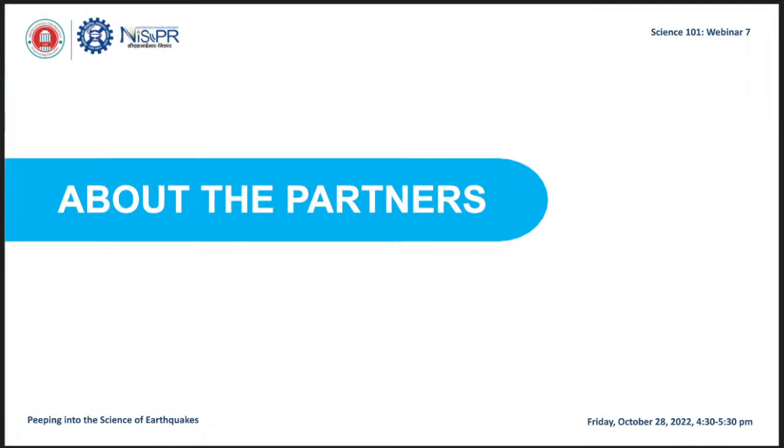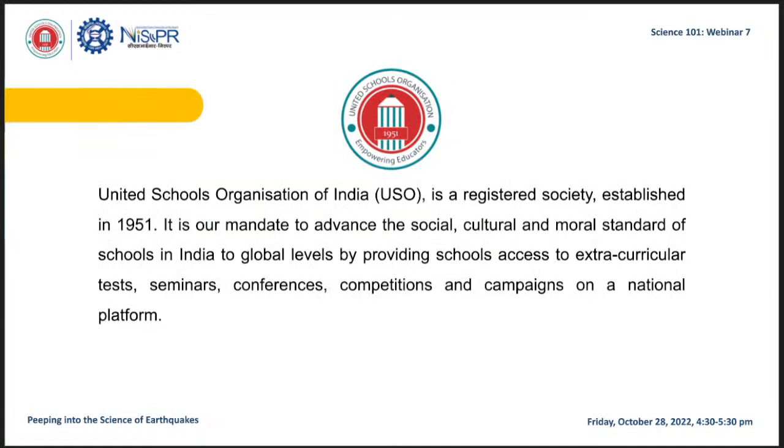So we are now on webinar 7, and this has been organized in collaboration with USO, which is United Schools Organization of India. Just to tell you a little bit about us, we are a registered society. We were established in 1951, and we work with schools nationally. It is our mandate to improve the moral, cultural, and social standards of schools in India to global levels. We organize several extracurricular tests, seminars, conferences, competitions, and campaigns on a national platform, so that awareness about social or global issues can be highlighted amongst the schools. We've been doing this since 1951, and several issues have hence been highlighted.